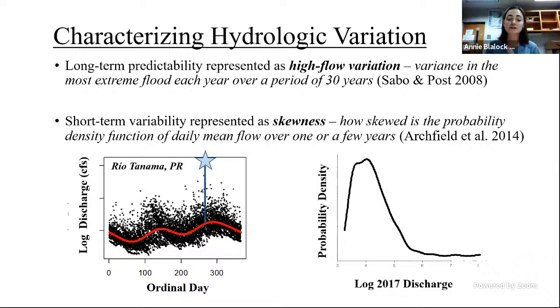And we also looked at short-term variability. We wanted to know how frequent floods and droughts were during the period for which we have our NEON data, so over the 4 years. And this was characterized using skewness. Skewness was defined as the probability density function of daily mean flow over 1 or a few years. And that's represented as an example on the figure on the right. So basically just a shorter term look at variability in flow.